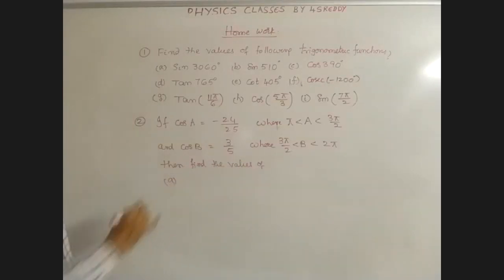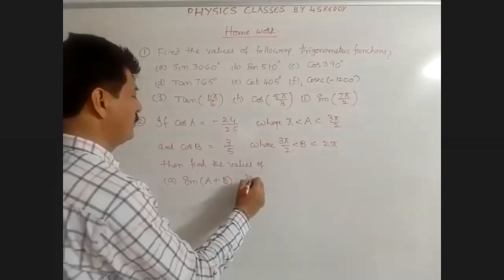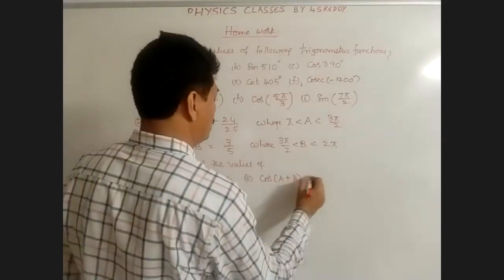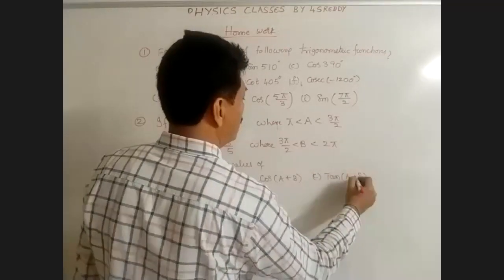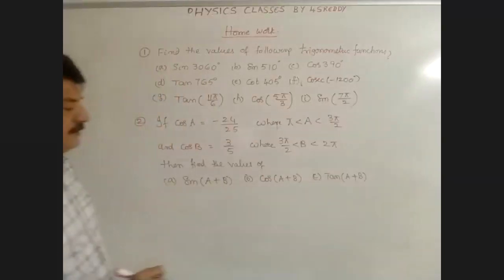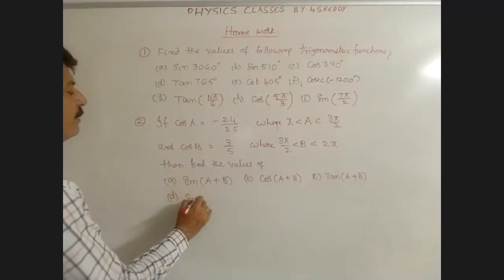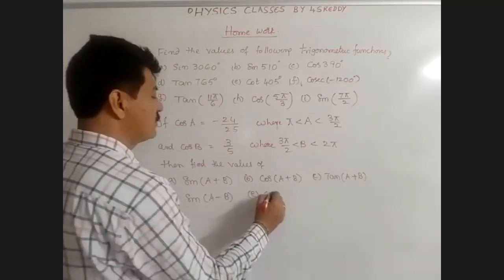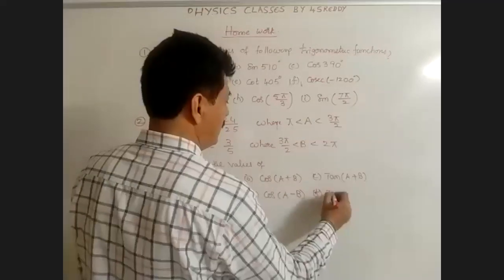Find sin A plus B, cos A minus B, tan A minus B, tan A plus B, like that. Second one: sin A minus B, cos A minus B, tan A.